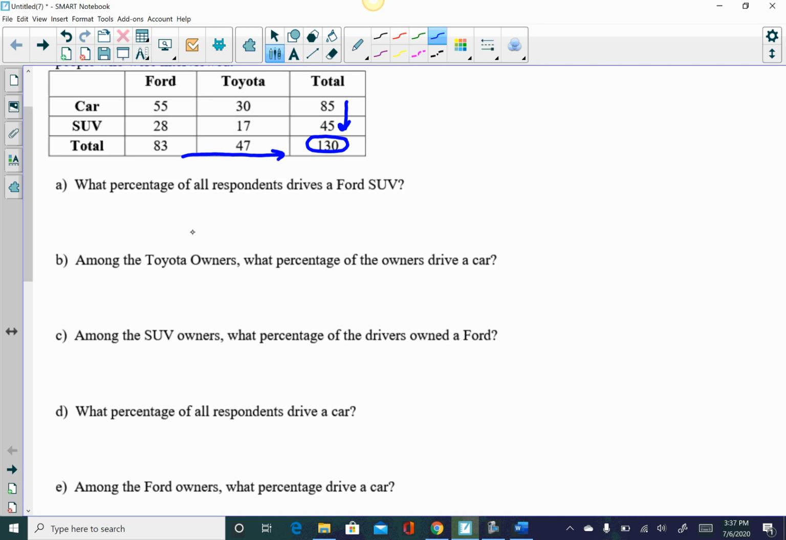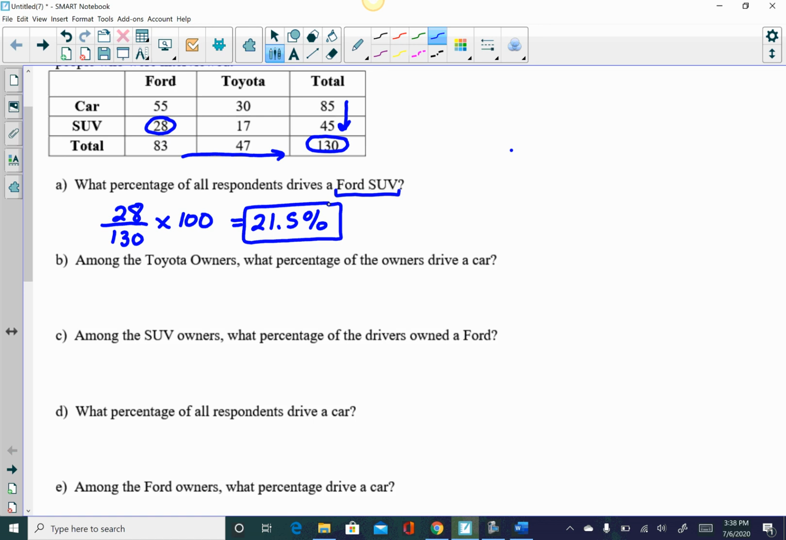It says in part A, what percent of all respondents drive a Ford SUV? So think about this, your total number of people, because it says all respondents, that's going to be your whole. And then your part's going to go up top and then times 100. So it's going to be part over whole times 100. So I want to know, looking up in the table, how many drive a Ford SUV? And hopefully you would agree with this number right here, 28. So you would put in your calculator 28 divided by 130 times 100 to get you a percent. And we'll just round everything to the nearest tenths place. So I would arrive at 21.5% final answer.